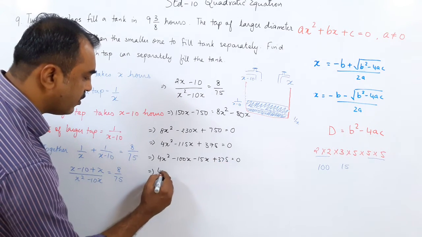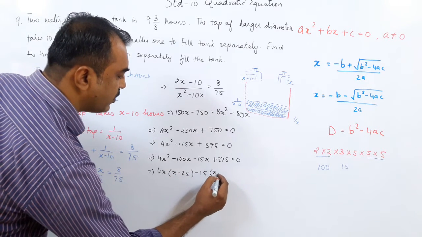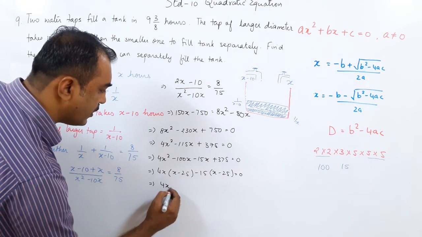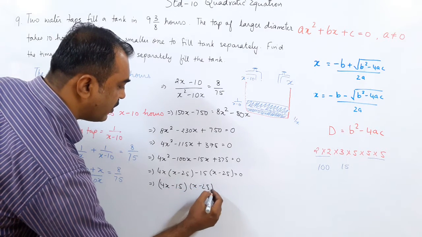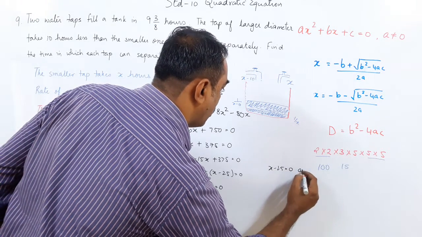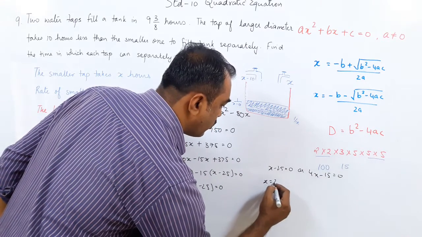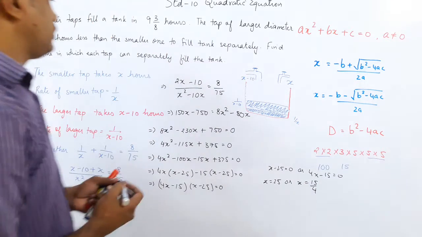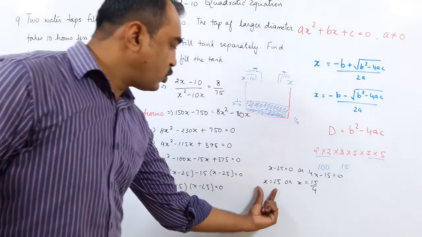Implies, what do I take common here? 4x comes out common, x minus 25, minus 15 common, x minus 25 equal to 0, implies 4x minus 15 into x minus 25 equal to 0. So we have x minus 25 equal to 0 or 4x minus 15 equal to 0. So x equal to 25 or x equal to 15 upon 4. Okay, now we have got two answers.